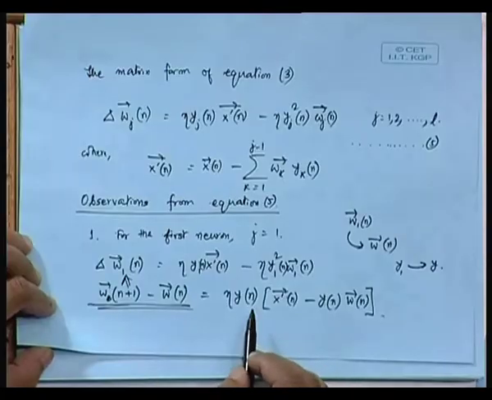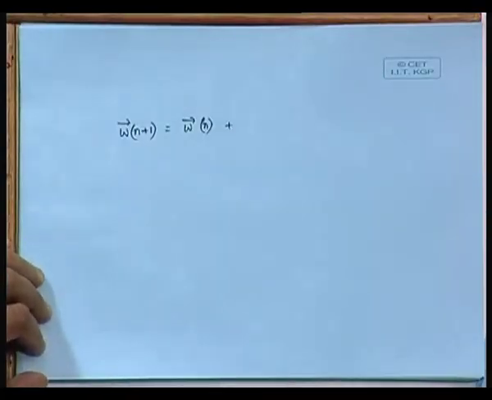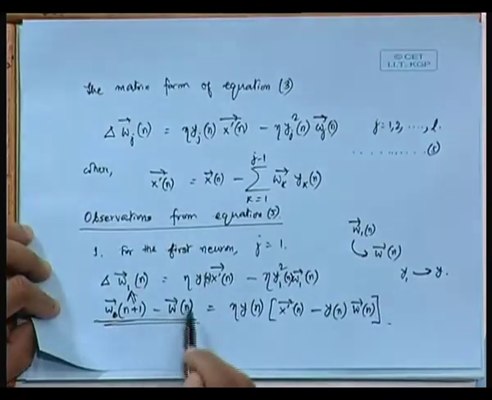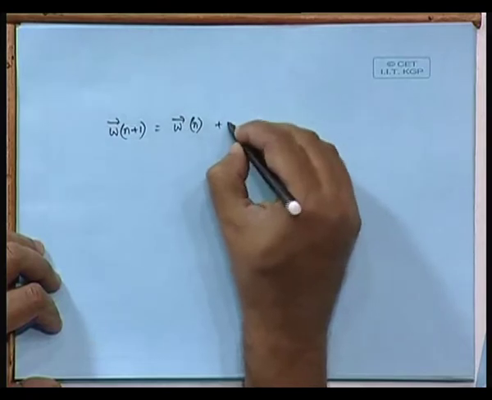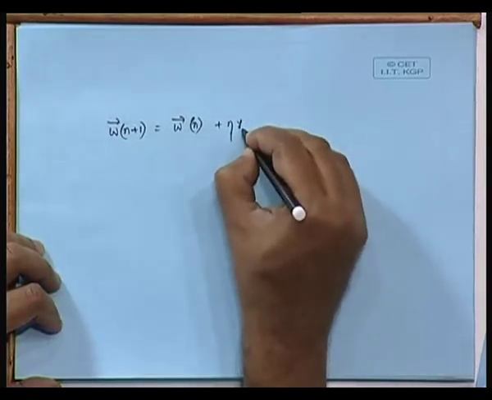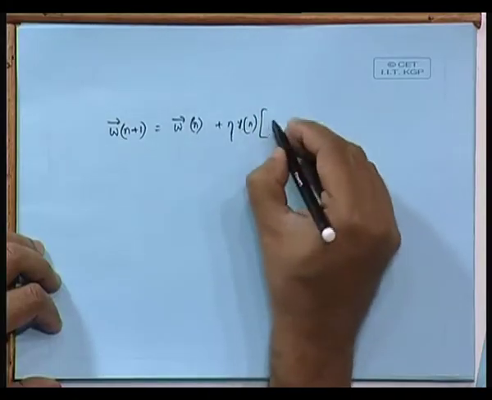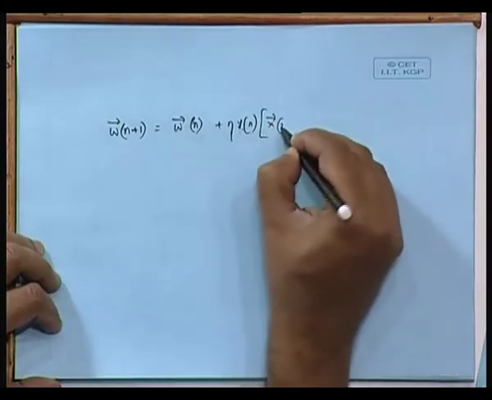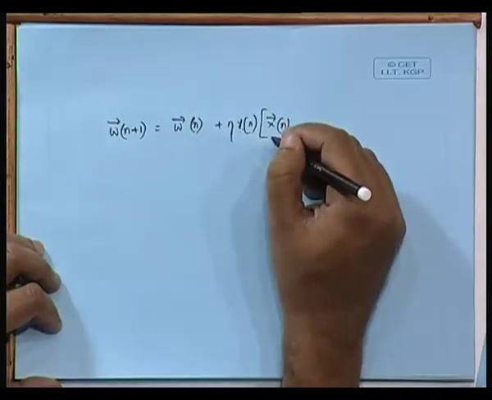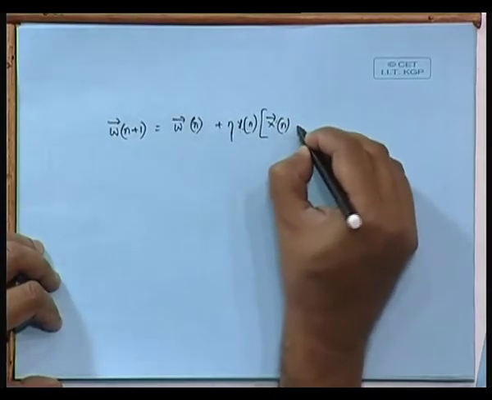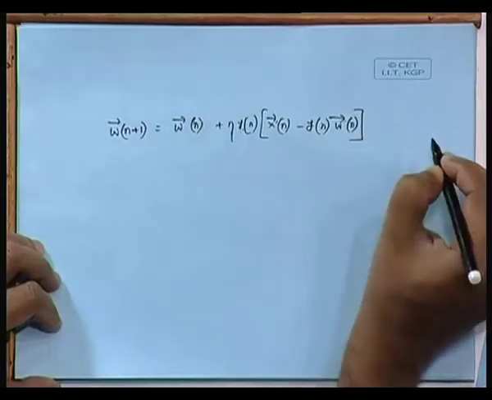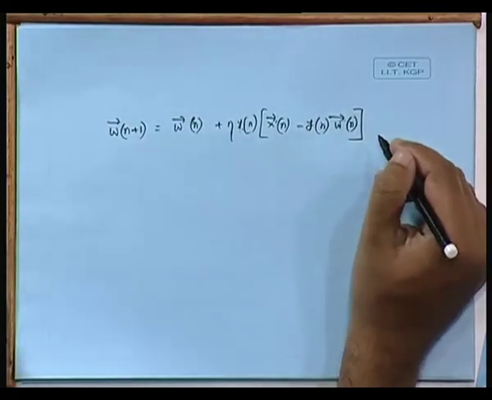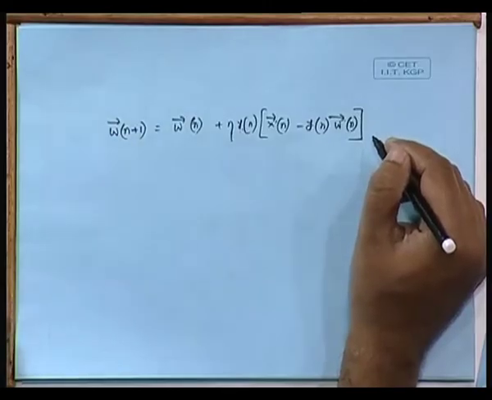So, simply bringing this Wn term from the left hand side to the right hand side, what results is Wn plus 1 equal to Wn plus eta yn, and within the square bracket we will have x prime n minus yn Wn. So, this is the first neuron, and in fact, this can be proved.